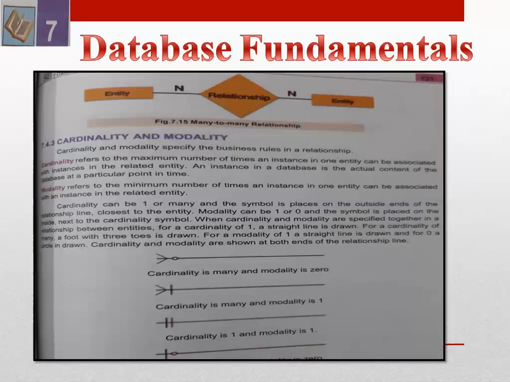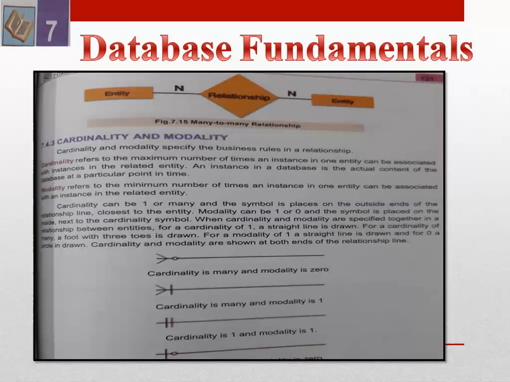For a cardinality of one, a straight line is drawn. For a cardinality of many, a foot with 3 toes is drawn. For a modality of one, a straight line is drawn, and for 0, a circle is drawn. Cardinality and modality are shown at both ends of the relationship line.